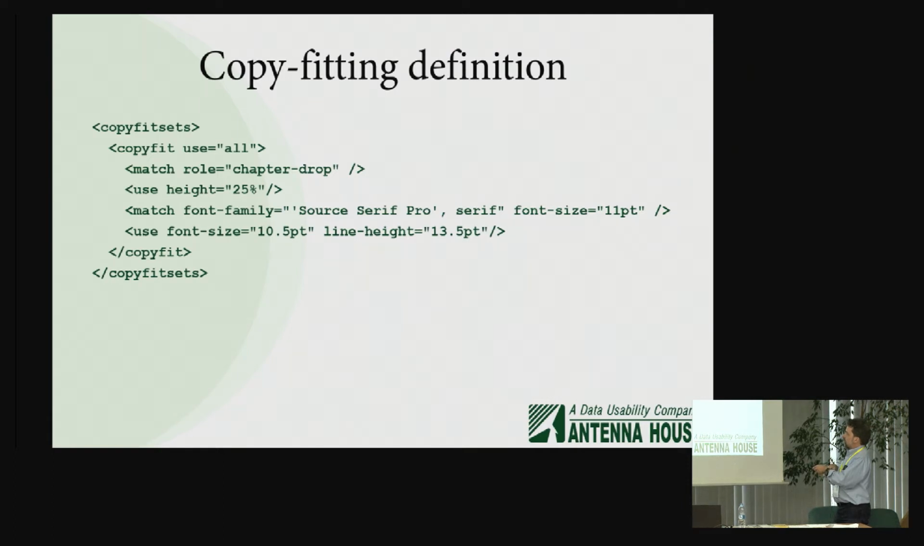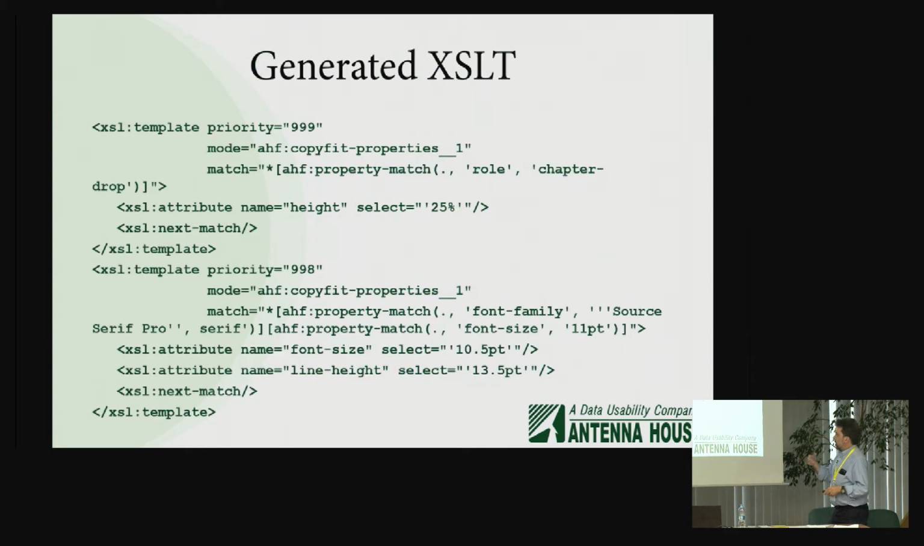FO with the role of chapter drop. We change the height of the formatted FO to 25% of the page. Any FO with this font definition and 11-point font size, we'll change the font size and the line height. So we can run that through.